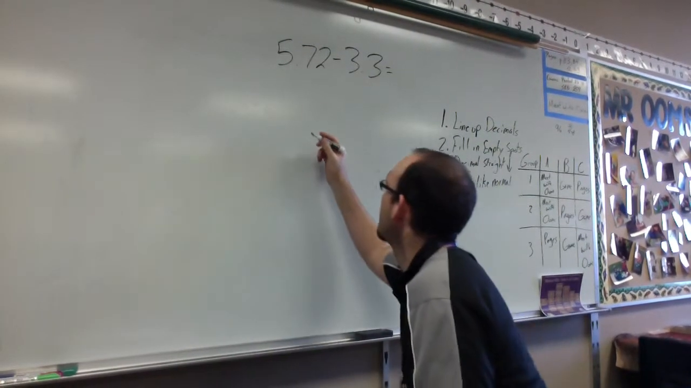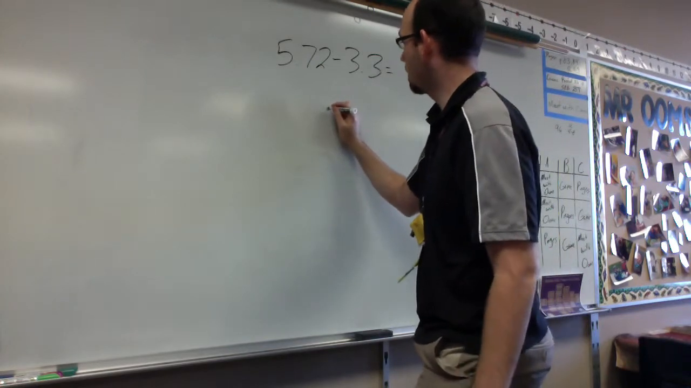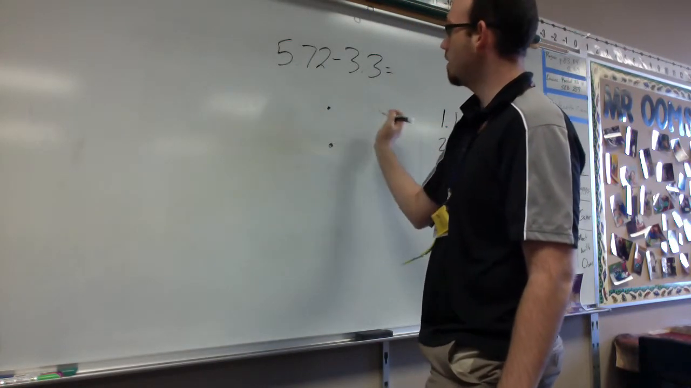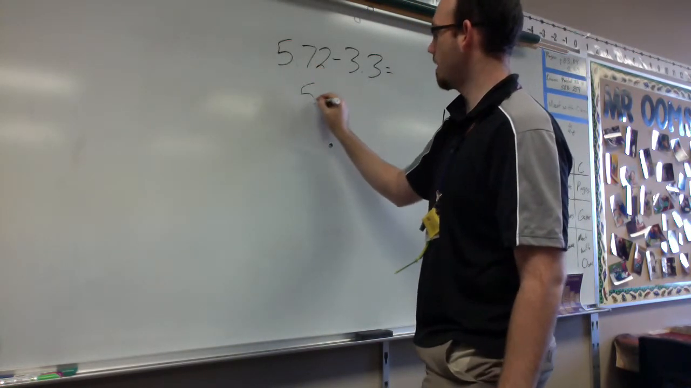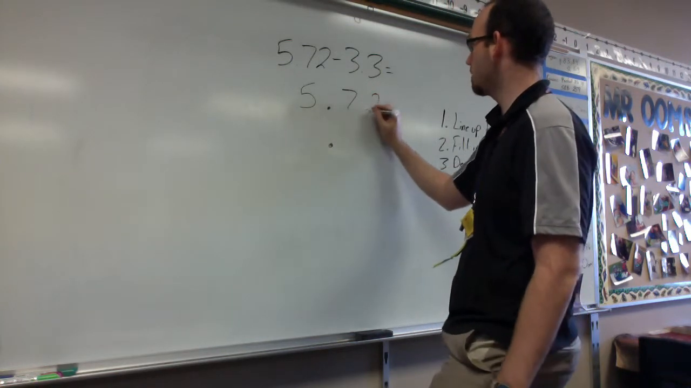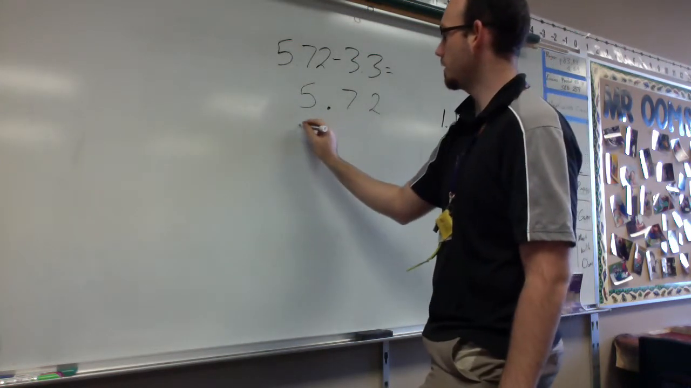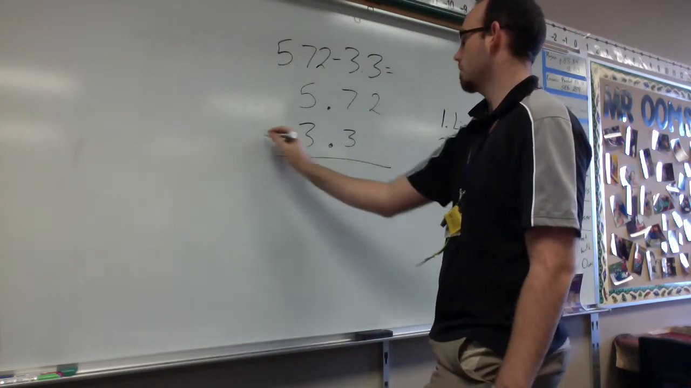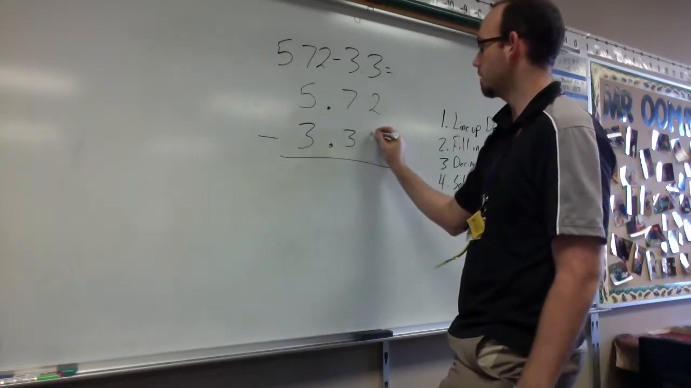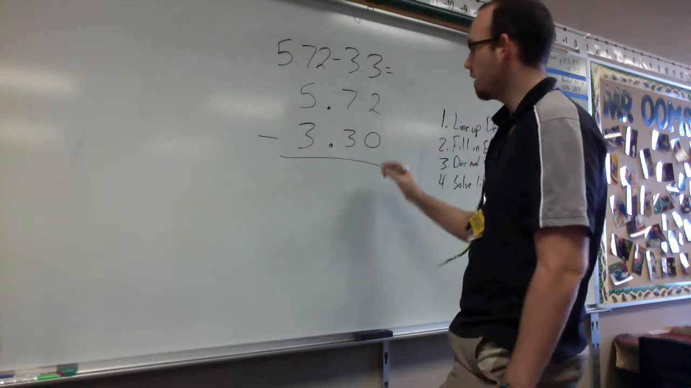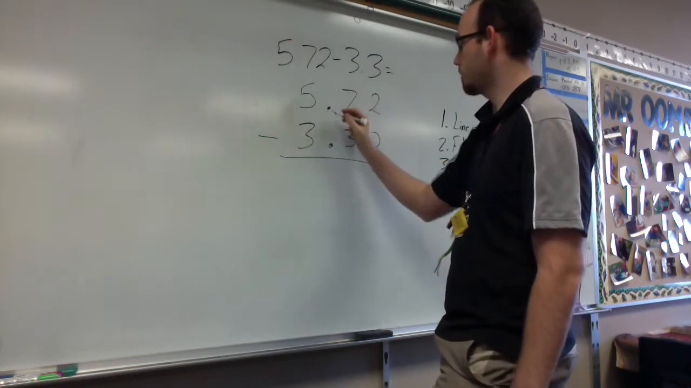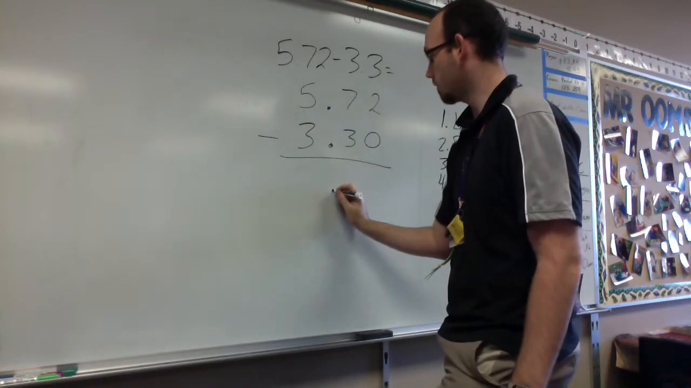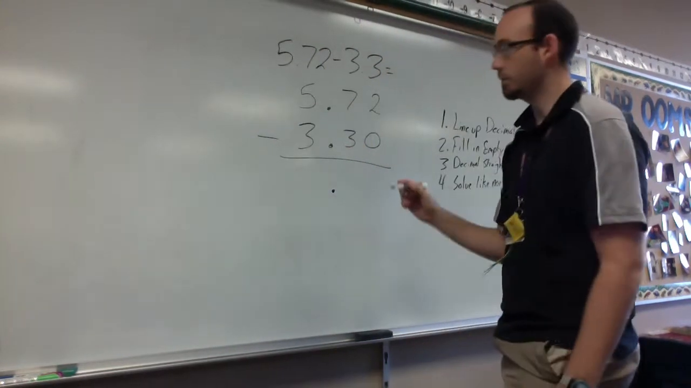So, first step, line up those decimals. I see two numbers. We have 2 decimals. 5 and 72 hundredths. 3 and 3/10. Fill in those empty spots. Fill that in. Then we're going to put that decimal straight down. It's right there, and our answer will be right there. Then we subtract as normal.